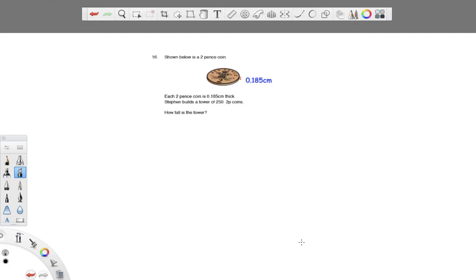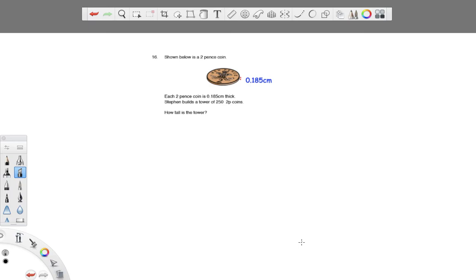Okay, so in this question it says, shown below is a 2p coin. Each 2p coin is 0.185 centimetres thick. Stephen builds a tower of 250 2p coins. How tall is the tower?